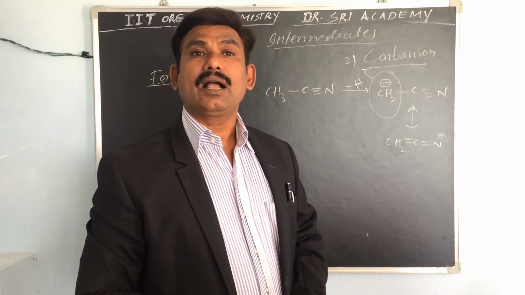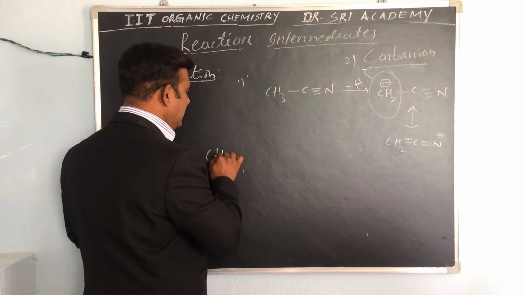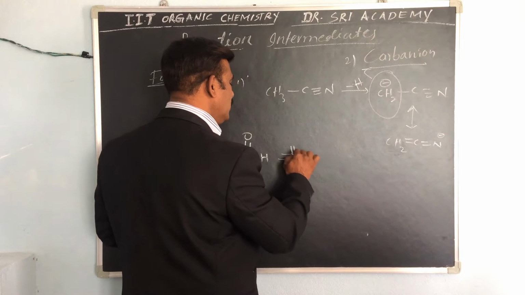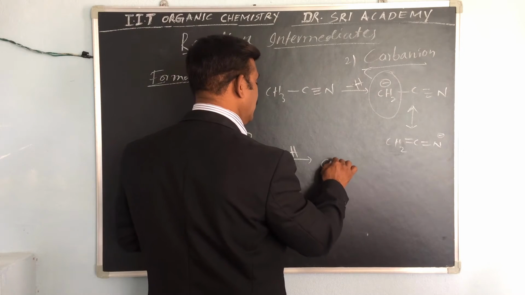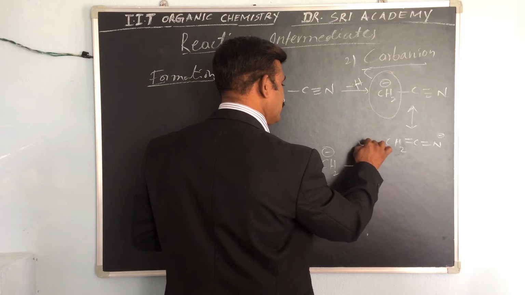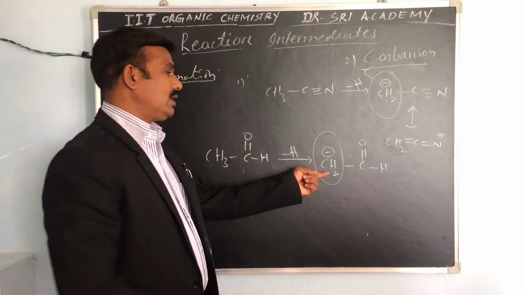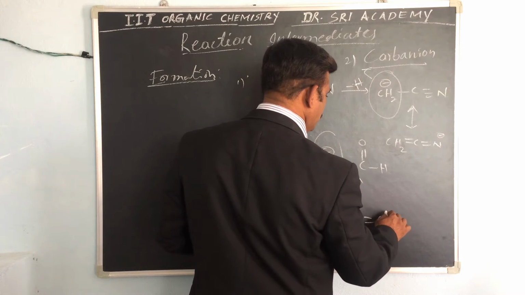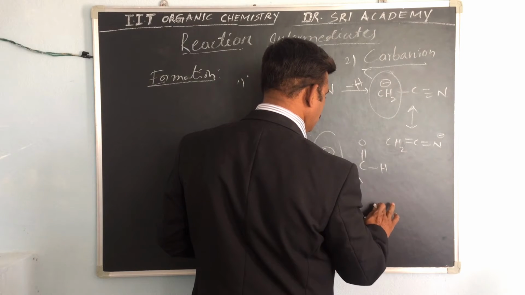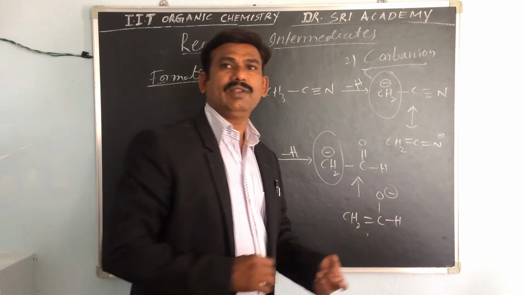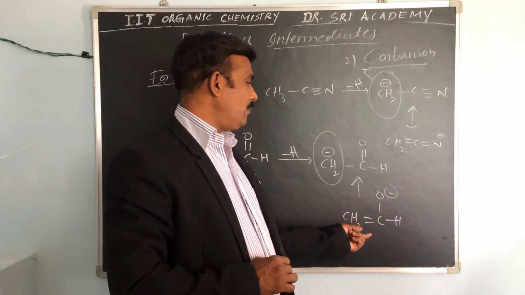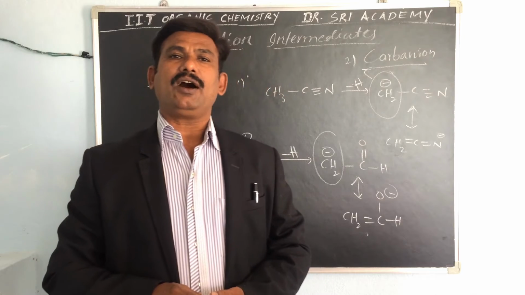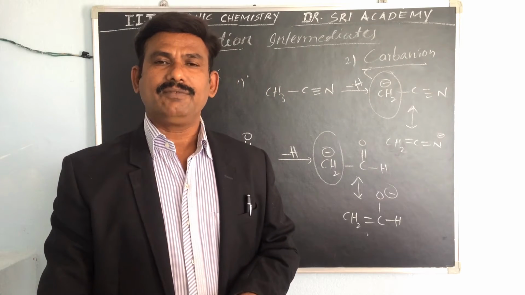And in the case of carbonyl compounds, for example, CH3 CHO, acetaldehyde. When we remove one hydrogen from the methyl here, we will get this one, or we can write CH2 double bond, this formation takes place. Okay, so this compound, either this one or this one. So this is the formation of carbanion.